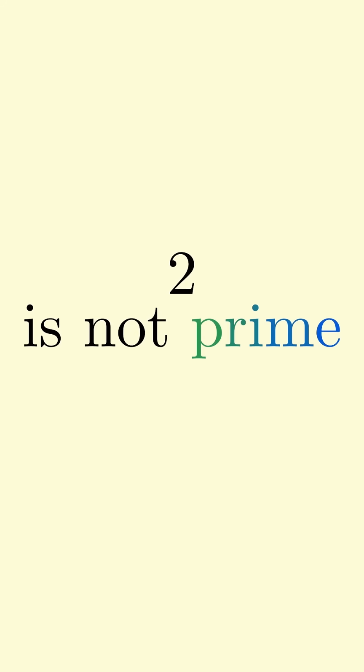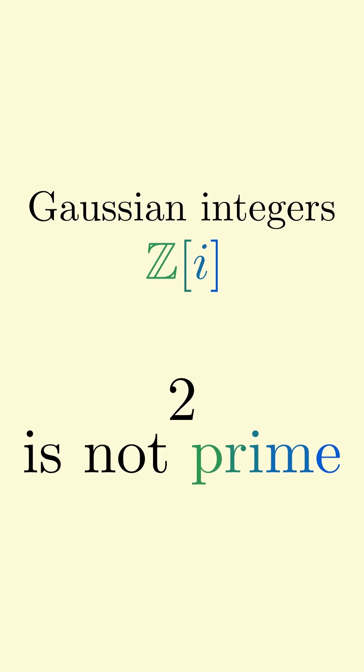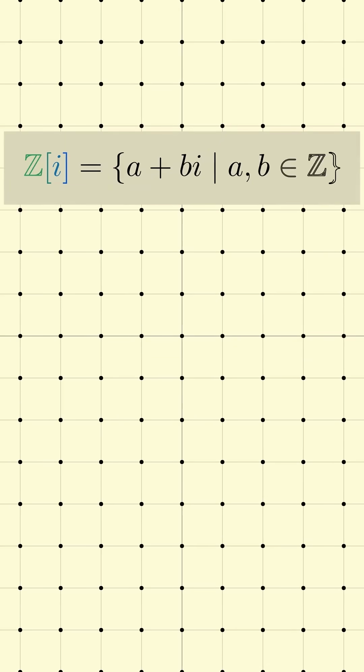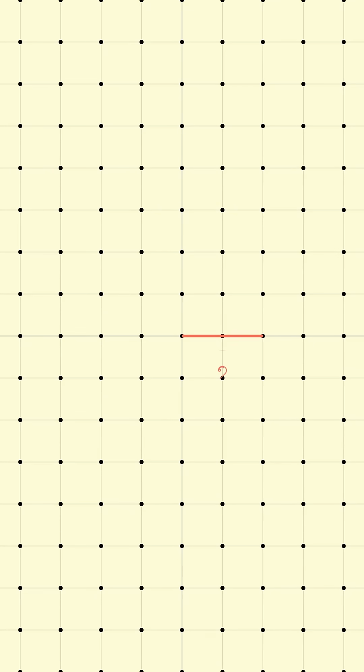2 is not a prime number in the Gaussian integers. These are essentially complex integers. They take the form a plus b times i, where i is the imaginary unit and a and b are both integers. Every point in this grid represents a Gaussian integer, where the horizontal part is the real component and the vertical part is the imaginary component.